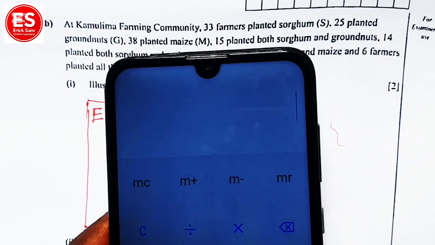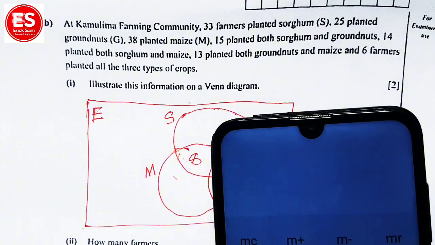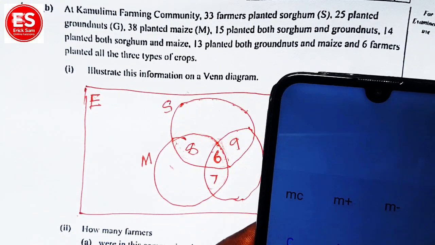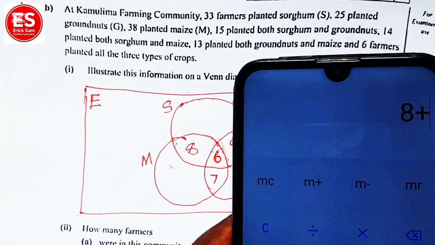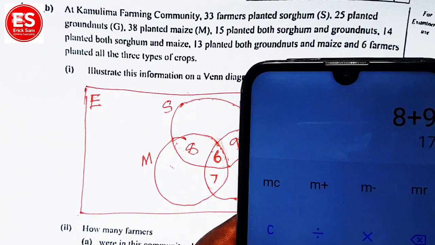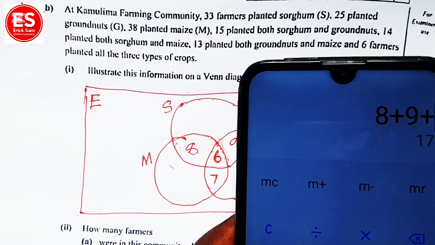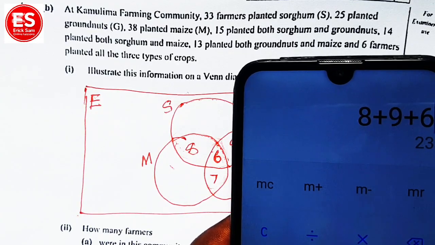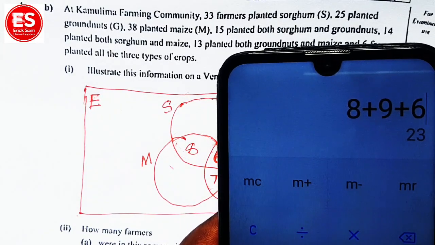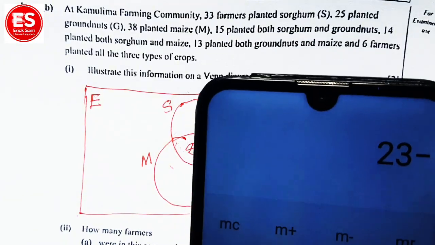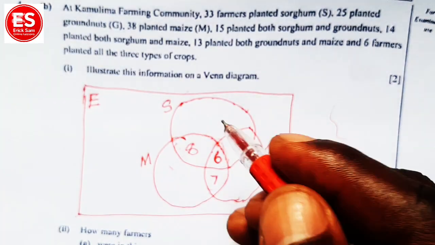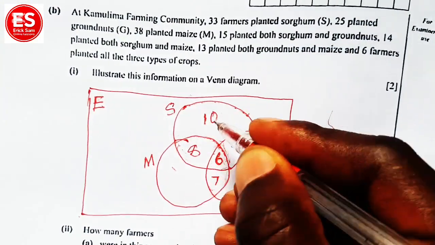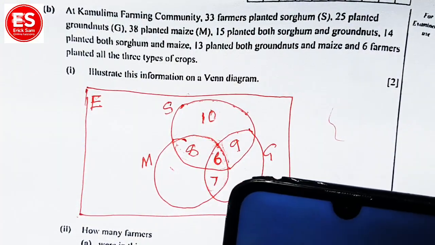So these numbers we have 1, we have 8. Okay, 8 plus 9 plus 6, 23. Now, if you're going to subtract 23 from 33, you're going to remain with the 10. So you write 10 there. Then you go to the next set.